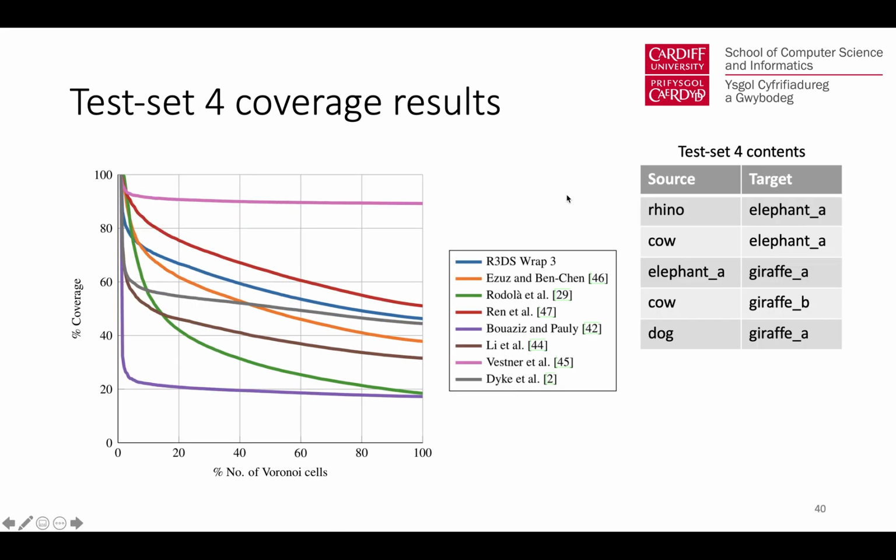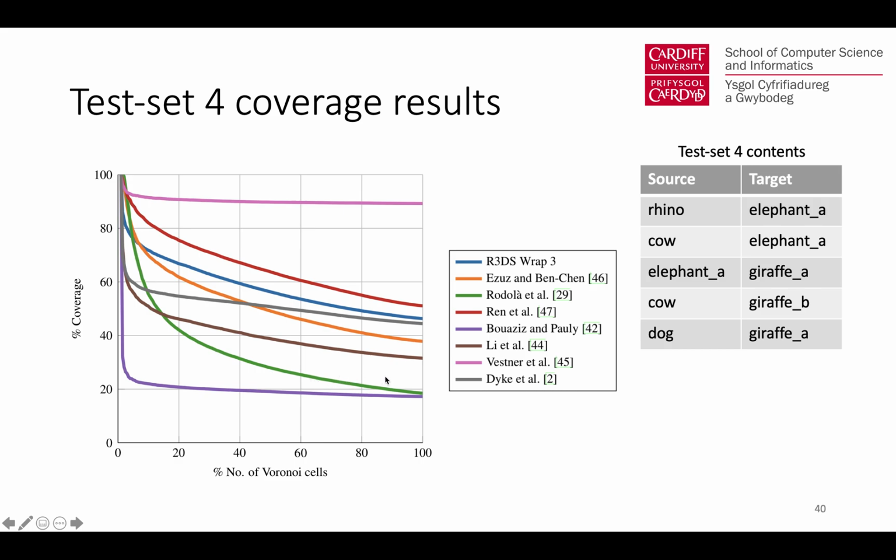So we look at test set 4. This is a test set that involves these pairs. All methods except Westerner et al. performed particularly poorly on this test set. You can see that Westerner et al. performs pretty good in terms of coverage, but all the other methods are a lot worse.